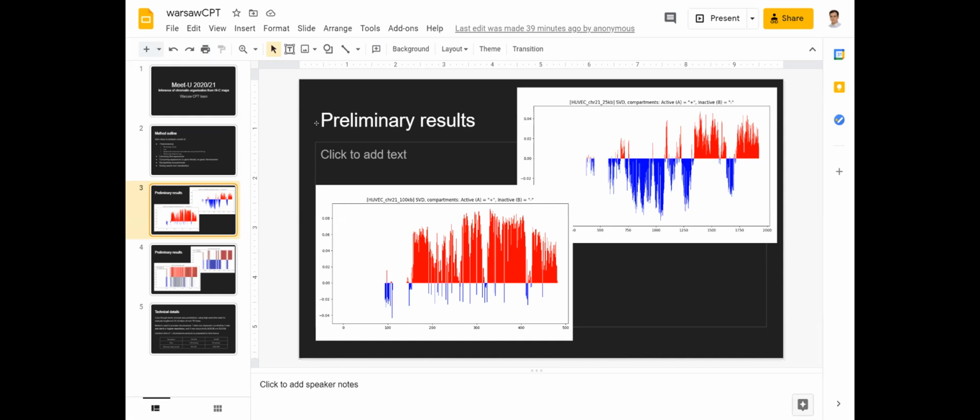In this case, this is chromosome 21. On the left, we have a resolution of 100 kilobases. On the right, we have a resolution of 25 kilobases.